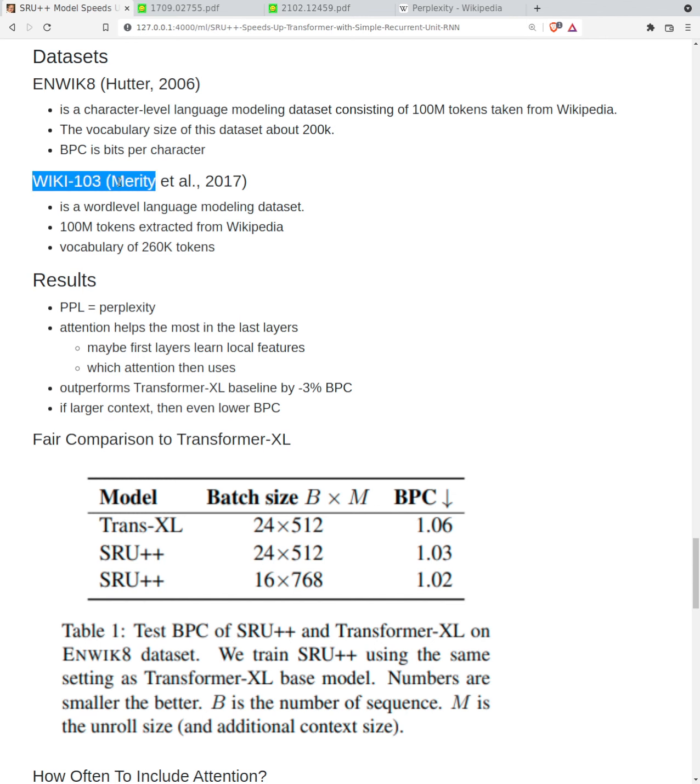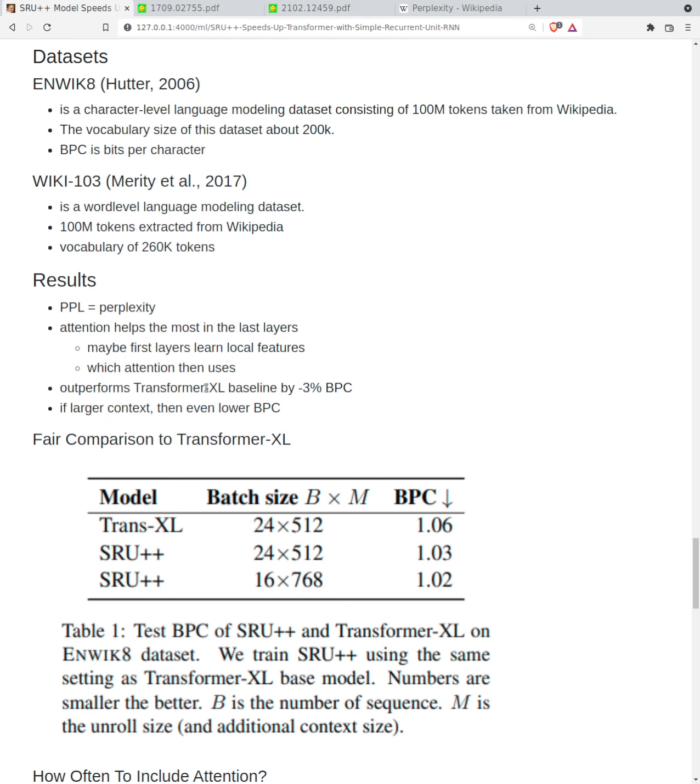All right, WikiText-103 is another dataset. That's a word-level dataset, again from Wikipedia, 100 million tokens. That's similar to this Enwik8, except this is word level. Okay, results. PPL is perplexity. BPC is bits per character.